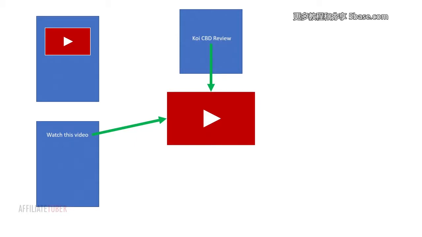So if someone comes to this website and they see this text, Koi CBD review, and they click it, it's going to take them to your video. But Google sees this text as being the exact text of your video, and that will actually really help your video to rank better for this particular keyword.